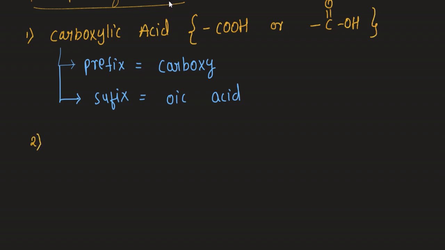Next, who is the second one? Sulfonic acid, not that much used. Next, can I say family members of carboxylic acid? So, who is the next one? Anhydride. Okay, anhydride is nothing but what?